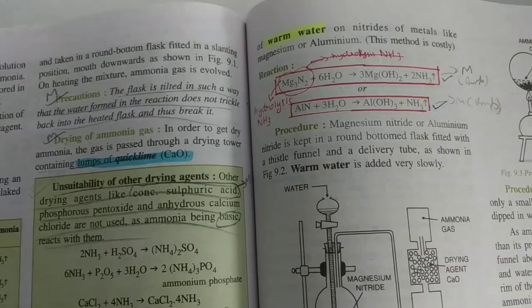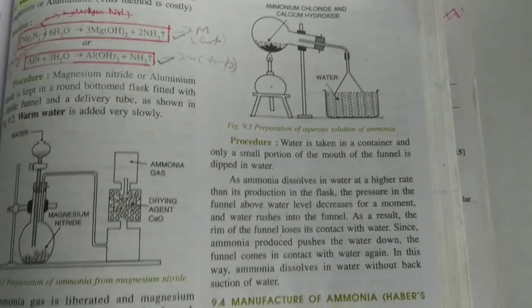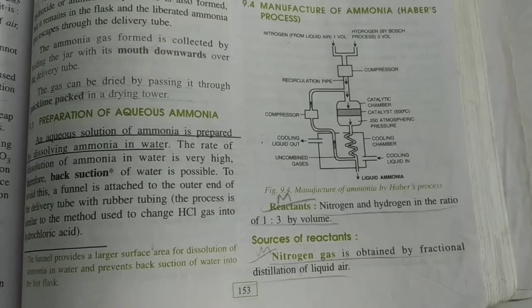Okay. Then this you can just read it. Then this also you can read. This also you can just read. This is very important. Haber's process is very important.